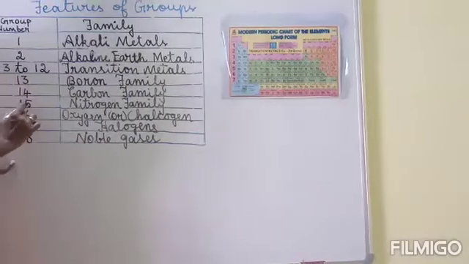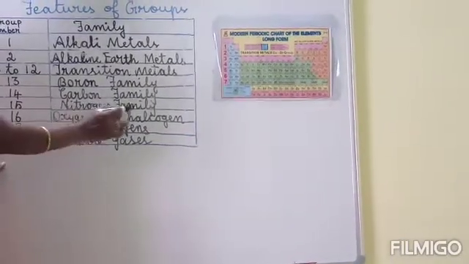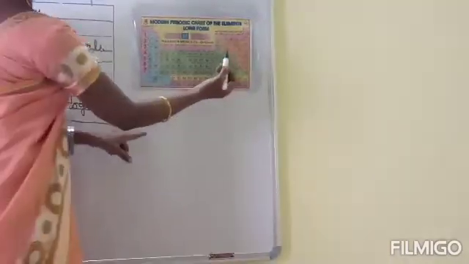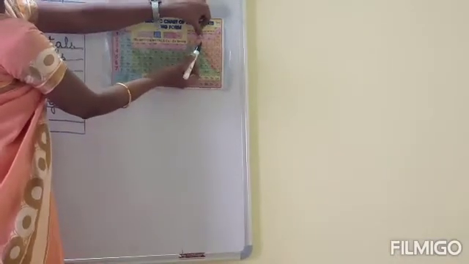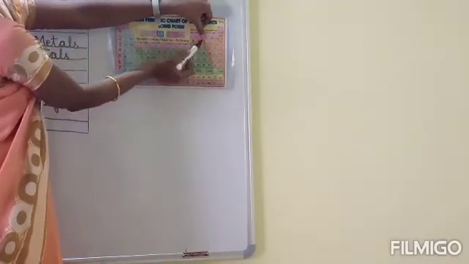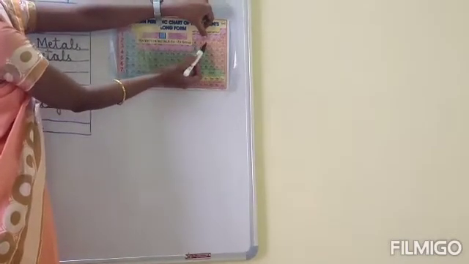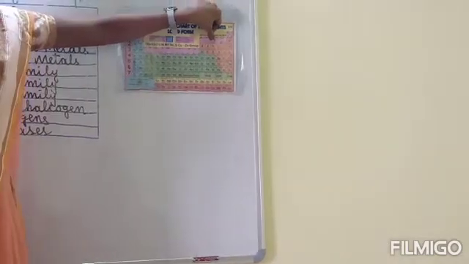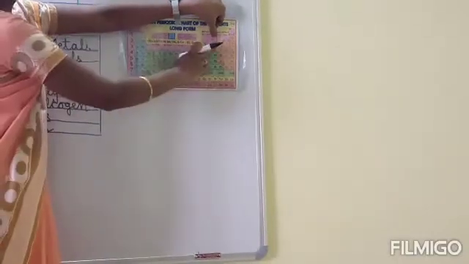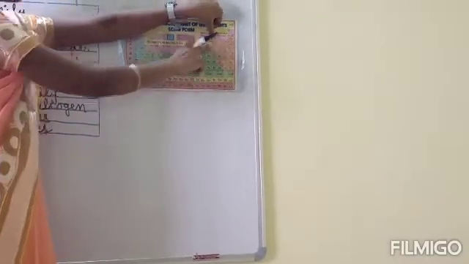Next, group 15. It is called the nitrogen family. Where is group 15? This is group 15. Nitrogen, phosphorus and other elements are given here. Nitrogen is the first member in that family, so it is called the nitrogen family.